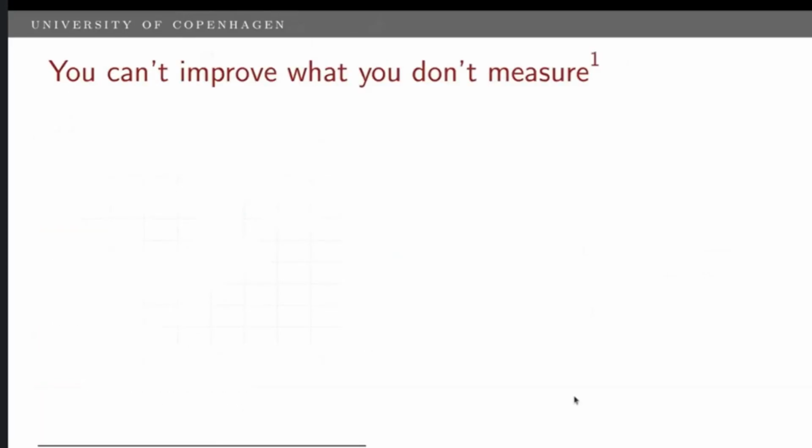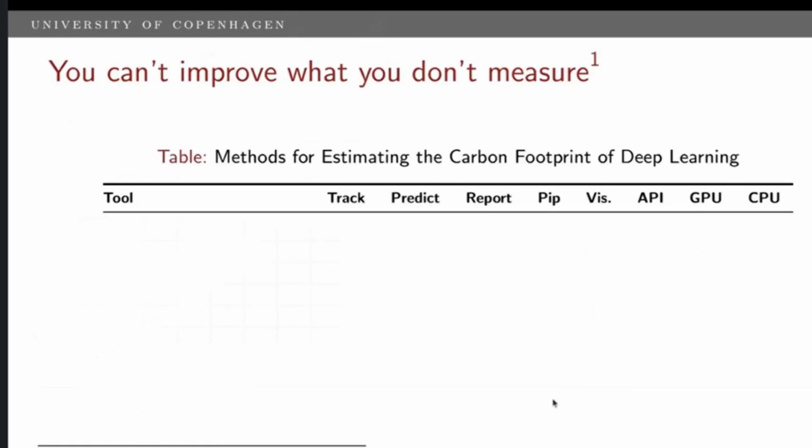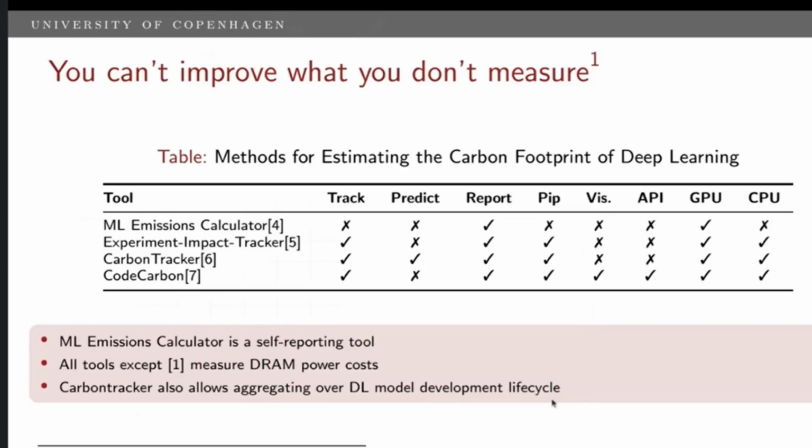Because you cannot improve what you don't measure. If you can train a model, how do you know what its energy footprint and carbon footprint is? That was a bit of a problem, at least a few years ago, as there weren't very easy-to-use tools to do this. And in this table, we try to summarize some of the tools out there which you can use, if you are training a deep learning model, to get an idea about what the energy consumption is.